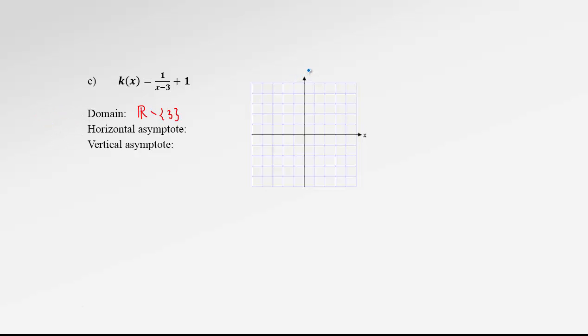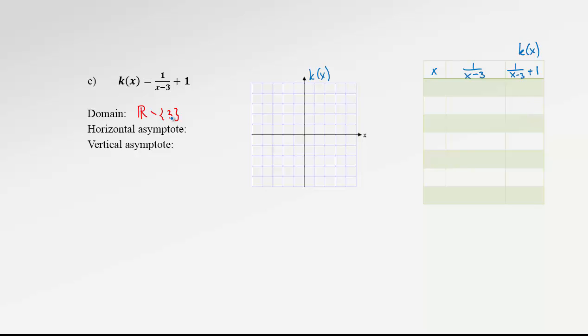Okay, and now it's time to graph this k of x function. Since the formula is a little bit bigger, let's use a table of values and we'll have a little bit more room here to calculate. So let's say this is our input x, and in this column we're going to calculate 1 over x minus 3 without this extra 1, and finally add 1 to it. That's easier this way. So the last column will contain values of k of x.